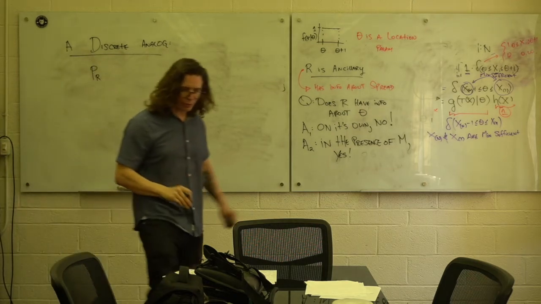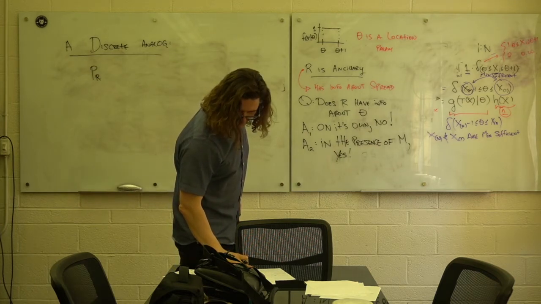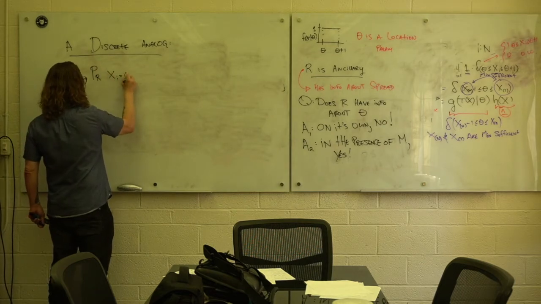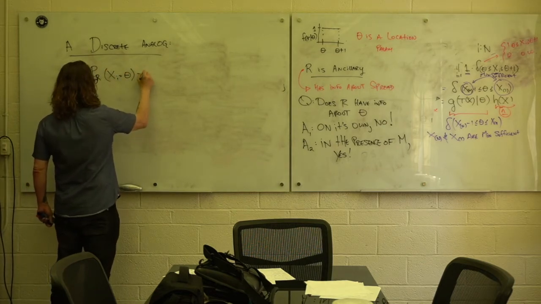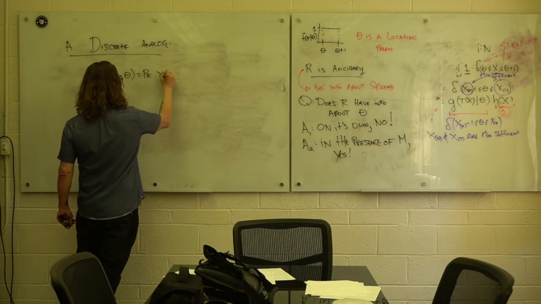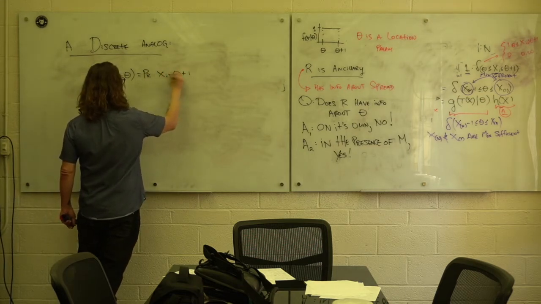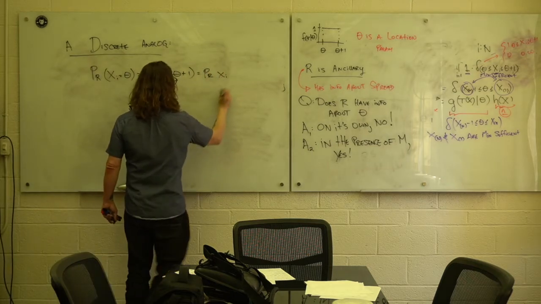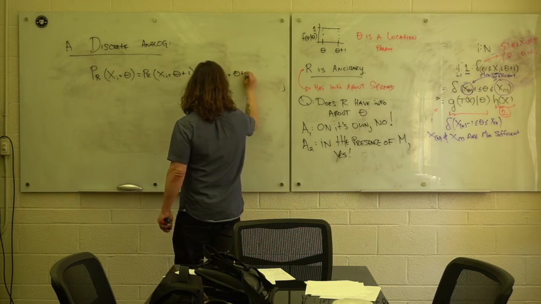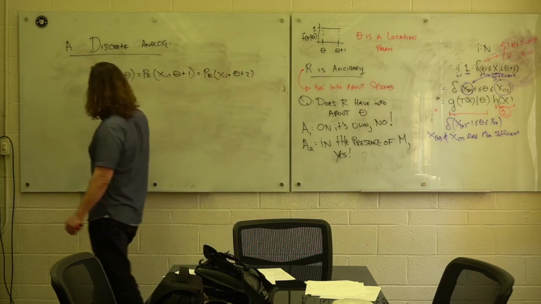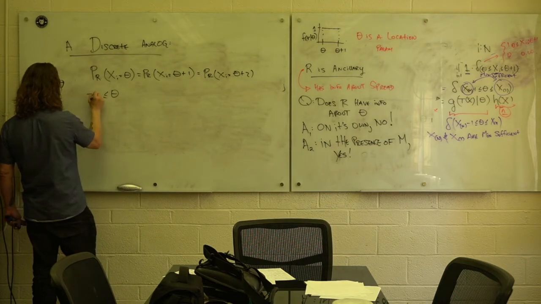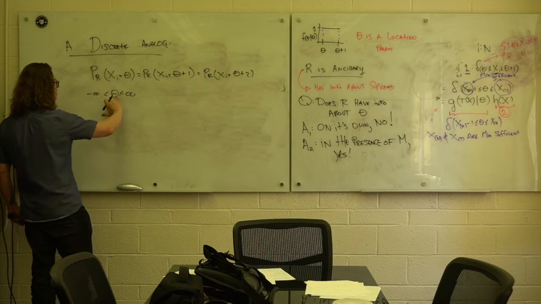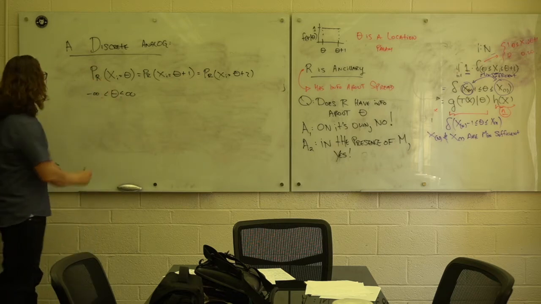So I'm going to say the probability that Xi is equal to theta is going to be equal to the probability that Xi is equal to theta plus 1, which is equal to the probability that Xi is equal to theta plus 2. No restrictions on theta here, so theta can go between negative infinity and infinity. And this is going to be 1/3.